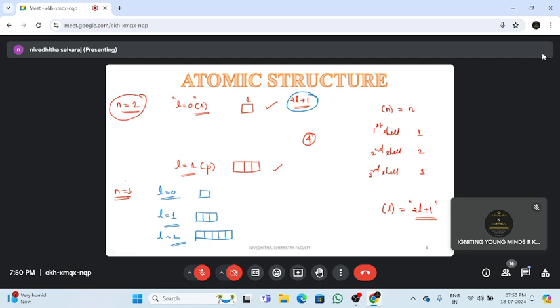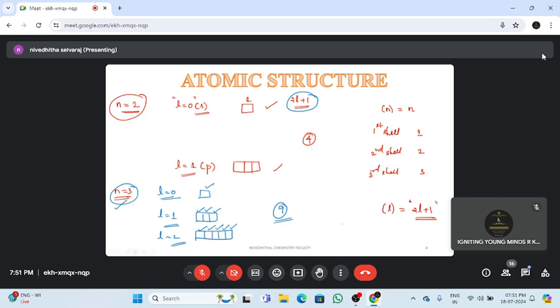So how many total orbitals do I have in the third shell? 1, 2, 3, 4, 5, 6, 7, 8 and 9. So there are 9 orbitals in the third shell. Basically, the formula to calculate the number of orbitals in a given shell is n square. So in the second shell, I have 4 orbitals. In the third shell, I had 9 orbitals, right?